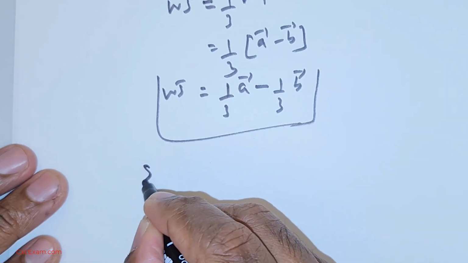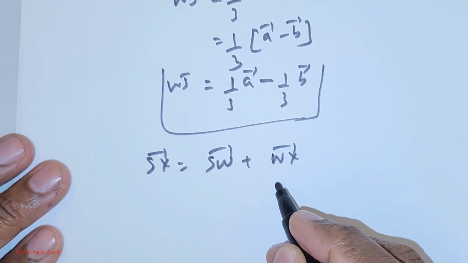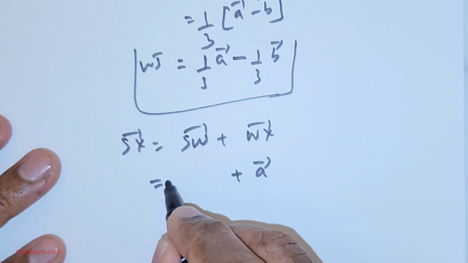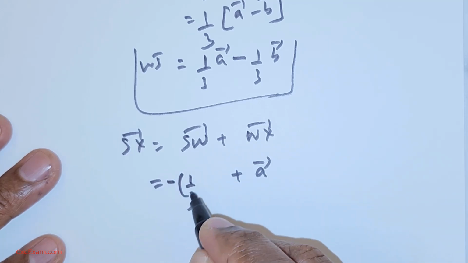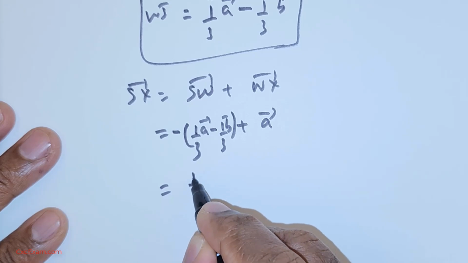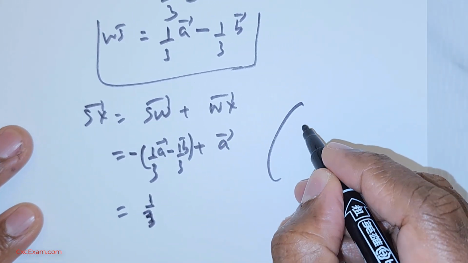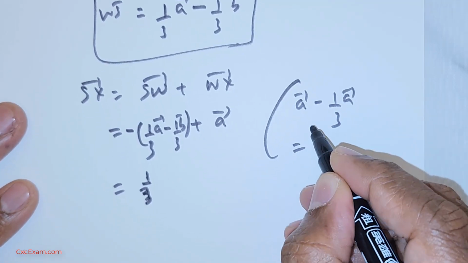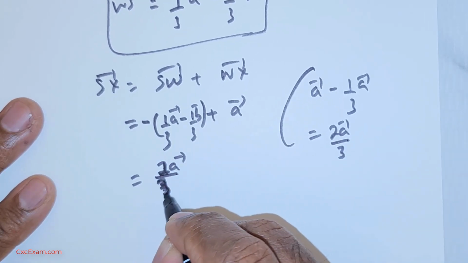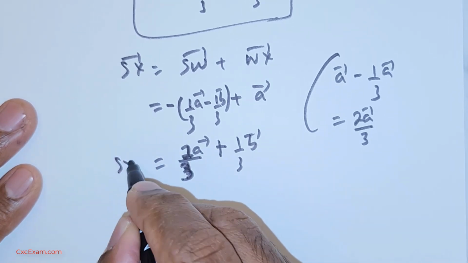So I can rewrite this as 1/3 A vector minus 1/3 B vector, and this is WS. Okay, next we will have to write SX vector. Now SX vector is nothing but SW vector plus WX vector. Now WX vector is clearly A vector, but SW we only have WS, so to write SW we need to take in a negative sign, so it's going to be negative 1/3 A vector plus 1/3 B vector. So A vector minus 1/3 A vector is going to be positive 2A vector over 3, followed by positive 1/3 B vector. Okay, so this is my SX vector.